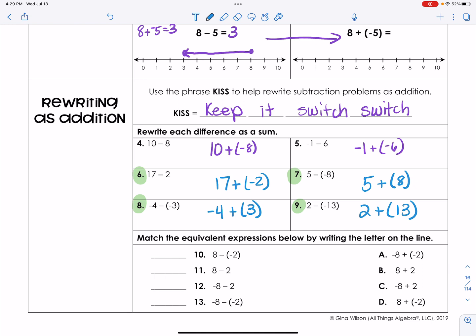Okay, so I would like you to try 10 through 13. You're matching them A, B, C, D.